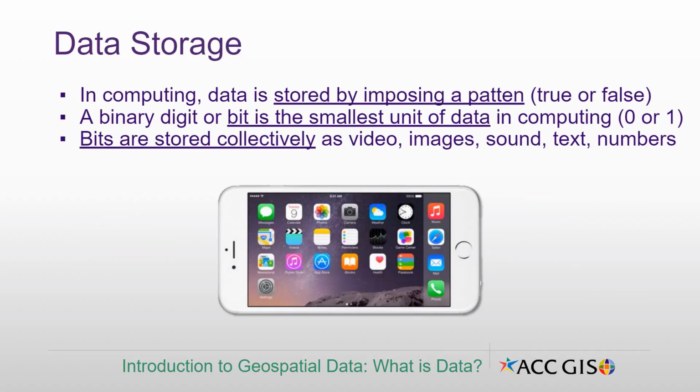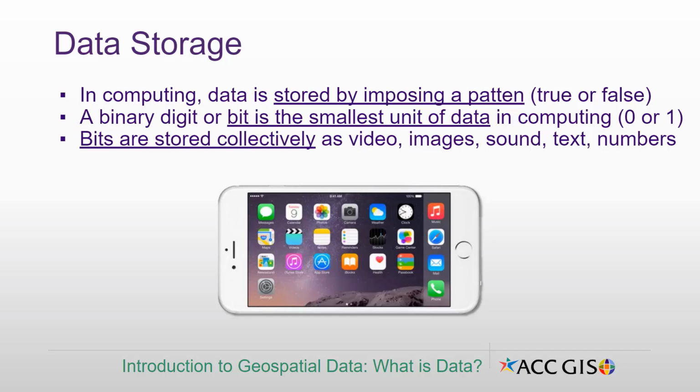Now, once we collect that data, we store it by imposing a pattern on it. For example, true or false. So if I have a room that is full of dogs and cats, that's just animals. But if I impose a pattern on that, for example, that these animals are cats and these animals are dogs, I'm basically imposing a binary pattern on that information. And that binary pattern is referred to as a bit, and it's the smallest unit of data, a 0 or a 1.